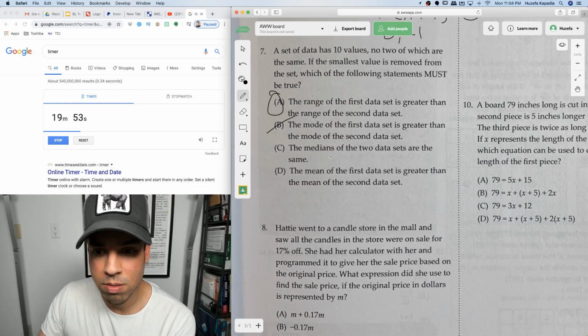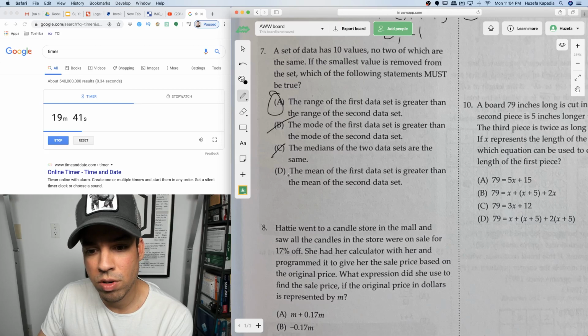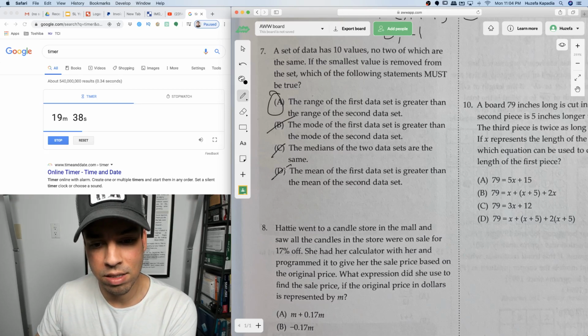We can't say anything about the mode. Actually, there is no mode because nothing is the same. The medians are definitely probably not going to be the same. The mean of the first data set is greater? No, the mean of the first data set is less, so it's A.